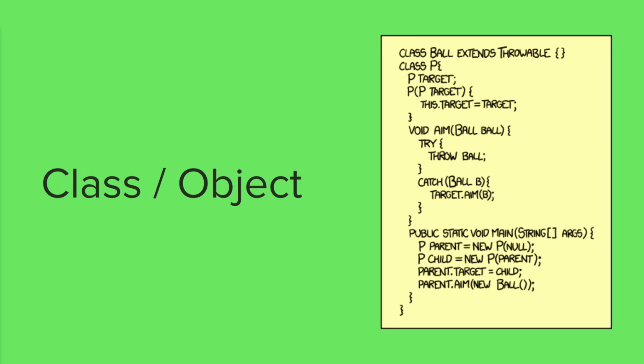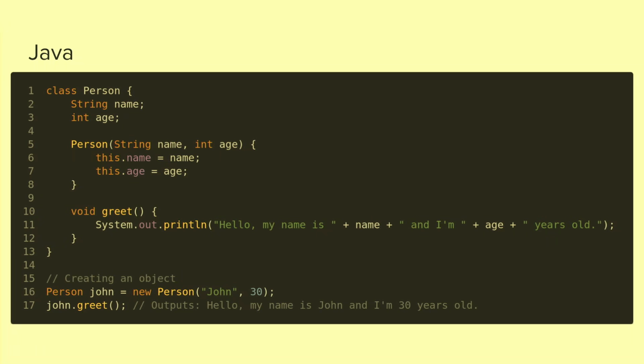Let's have a look at the idea of classes and objects. In Java, we've got a class Person, for example, with a name and an age, and it has a constructor in lines 5 to 8. And then there's a function greet that just produces some output to the console, or wherever you want that. And then that class can be used by creating a new person and calling the greet function.